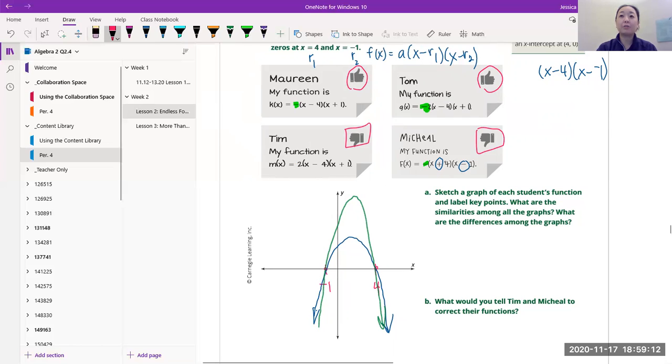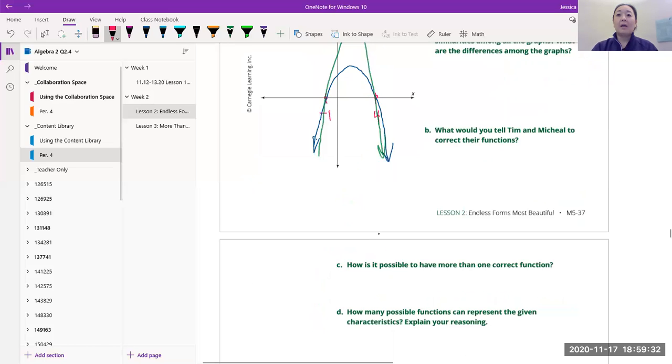And then Michael's one, notice that he got the roots backwards. So instead of being at -1, it would be at +1. Instead of being at 4, it would be over here at -4. So that would be flip-flopped, okay? And then it would have been upside down. So it would have had the same height as the blue one right here, as Maureen's, okay? So that would be the differences.